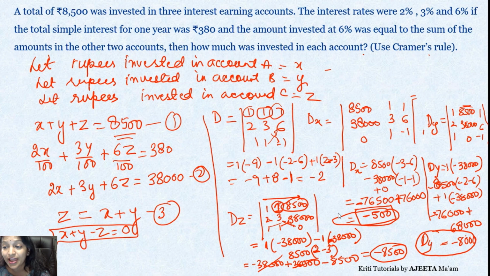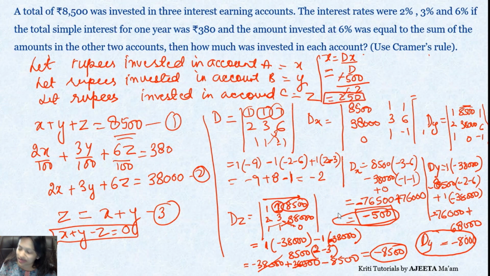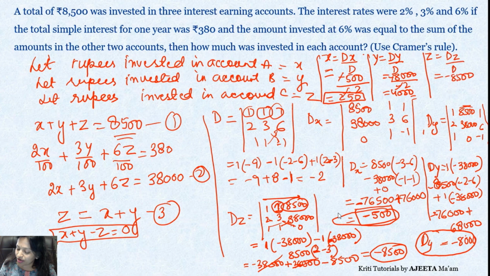Now we have to find the values of x, y and z. So x will be what? dx upon d, which will be minus 500 upon minus 2. That comes out to be 250 rupees. So the amount invested in the first account will be 250 rupees. Now what will be the amount invested in the second account? That will be dy upon d, minus 8,000 upon minus 2. So that comes out to be 4,000 rupees. And what will be z? z will be dz upon d, that is minus 8,500 upon minus 2. That comes out to be 4,250. So these are the values of x, y and z.